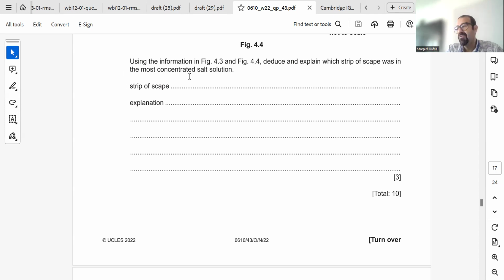So you should talk about how water will move from high water potential, from the plant, to low water potential outside by osmosis through a partially permeable membrane.